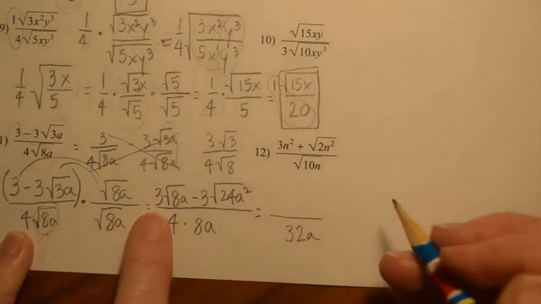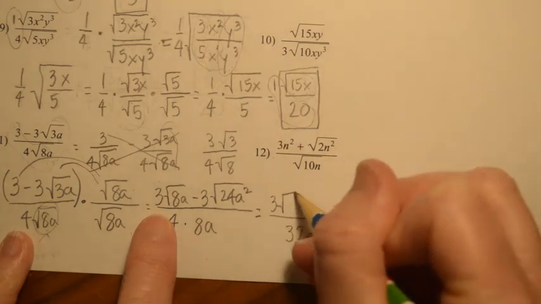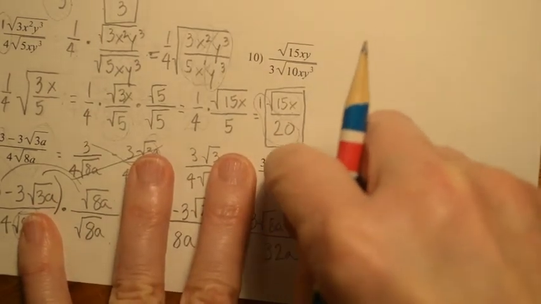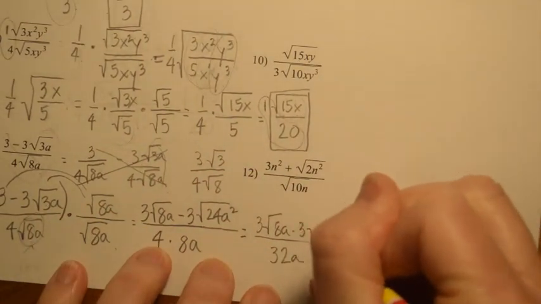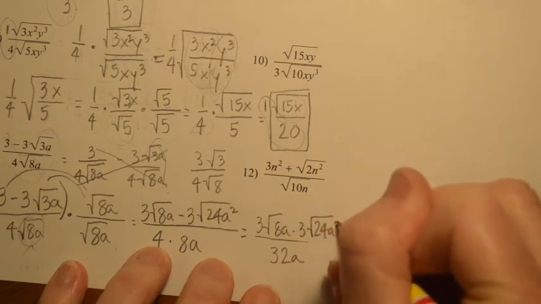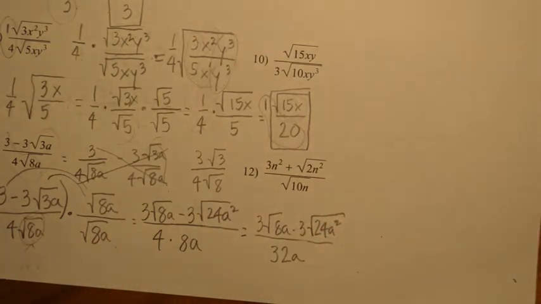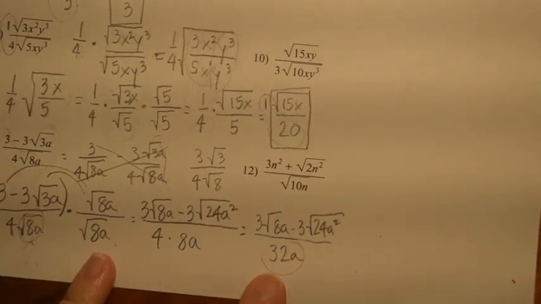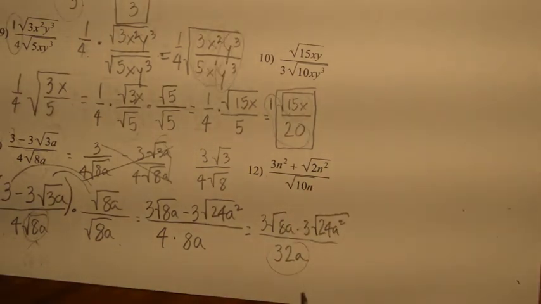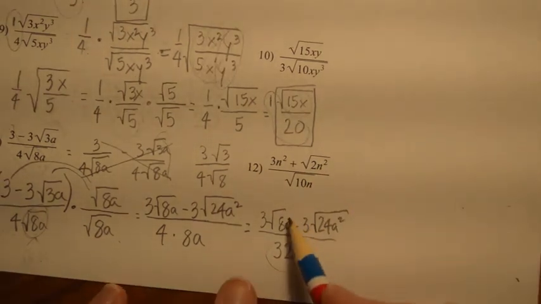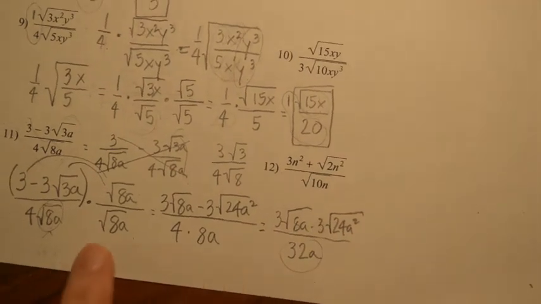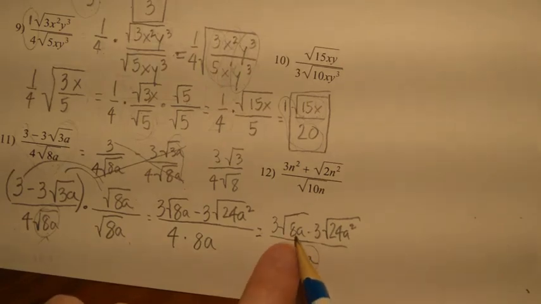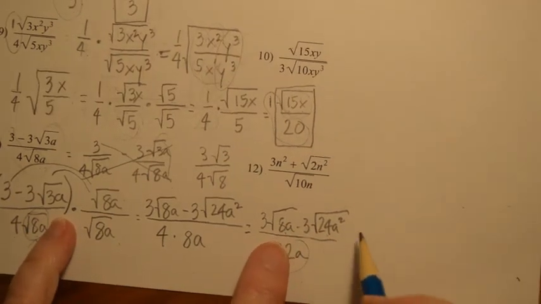All right, so now let's go through here. We've got 3 times square root of 8a minus 3 times square root of 24a squared. Okay, so I asked myself, did I simplify? The first thing is, did I get rid of the radical on the bottom? Yes, I did. The second thing is, are there any perfect squares left under the remaining radicals? Because I didn't take care of this first by getting the perfect square out of here, there is still a perfect square under here and here. So now I have to deal with it.